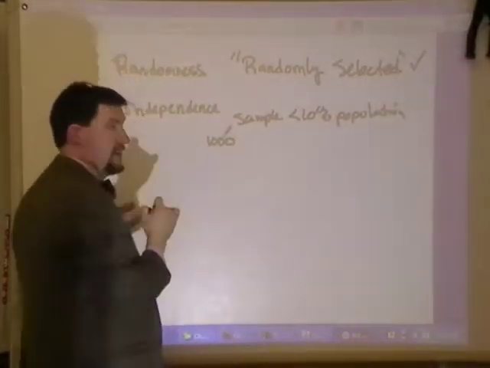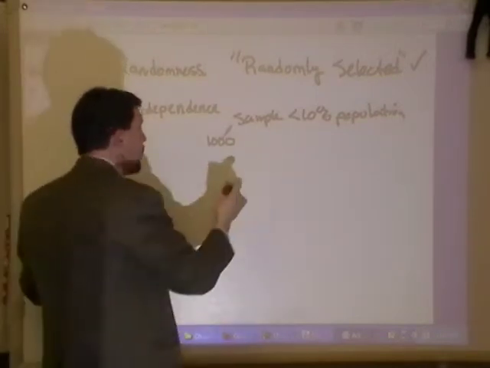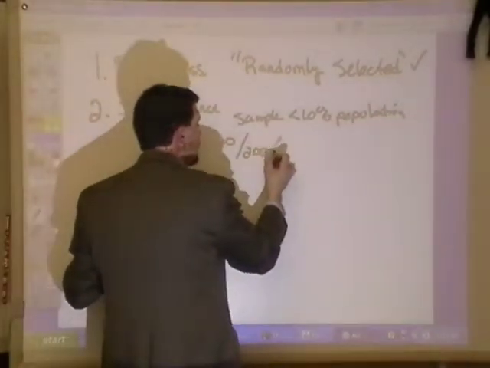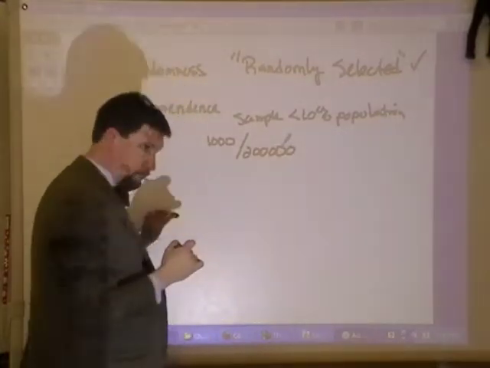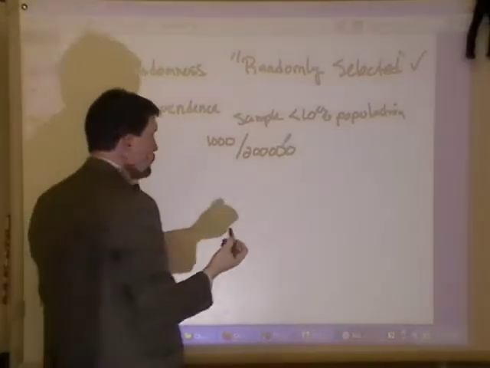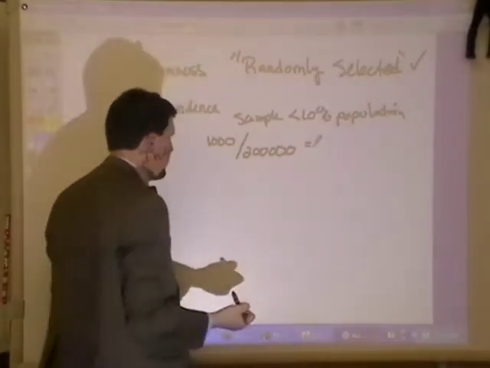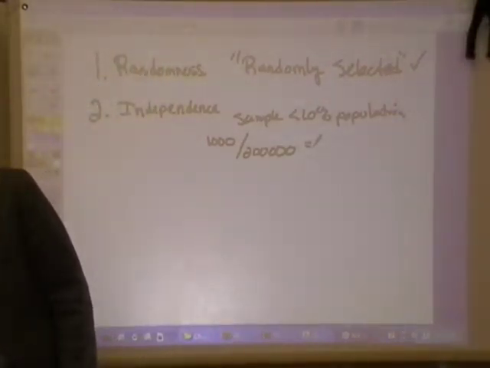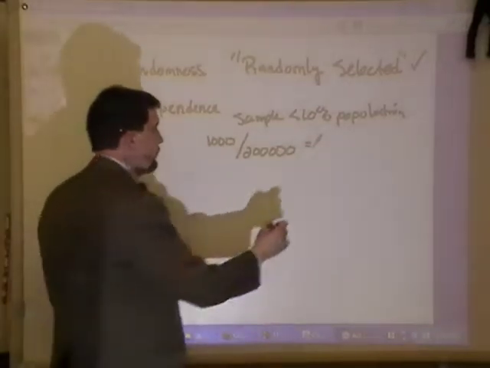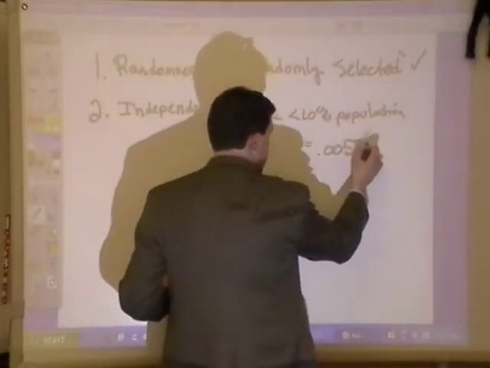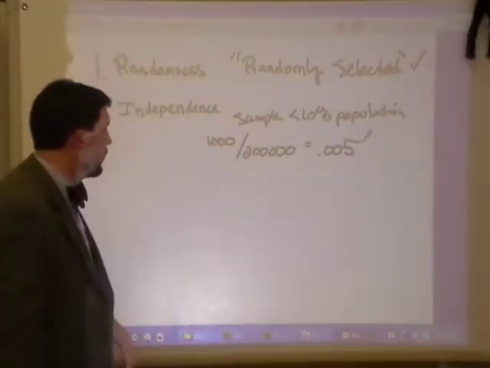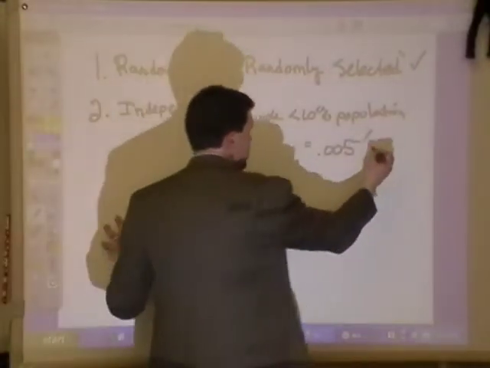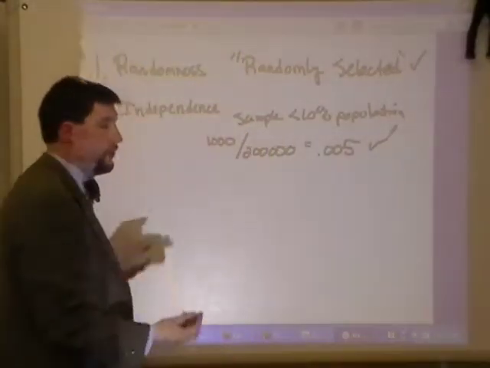Now I've randomly selected 1,000 people from more than 200,000 on the mailing list. All right, so 1,000 divided by 200,000, I should be able to do this in my head, but I never do. So 1,000 divided by 200,000, I use my calculator, 0.005. I'm good to go. Okay, is it less than 10%? Yeah, it's less than 1% actually.